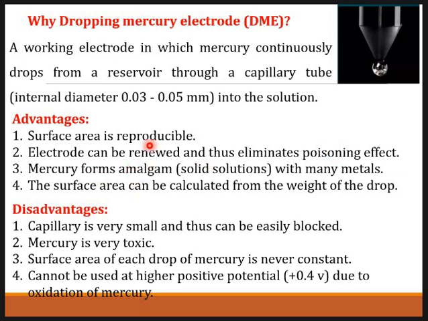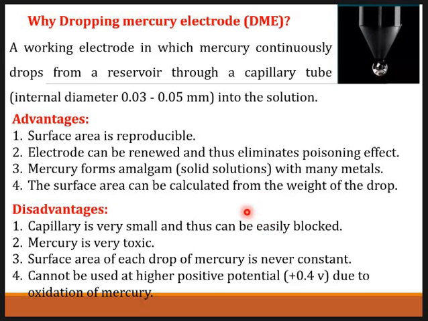Also, mercury forms an amalgam with many metals. Once the diffusion current starts, initially the metal reaches the surface of the DME, first it forms an amalgam, then it gets reduced at the surface. So we are using mercury because it forms amalgam with many metals. And the surface area can be calculated from the weight of the drop, so it is easy to calculate the surface area.